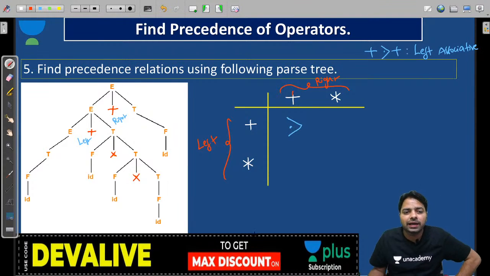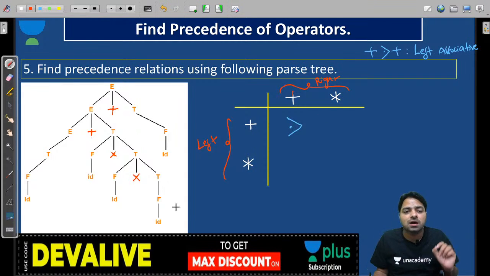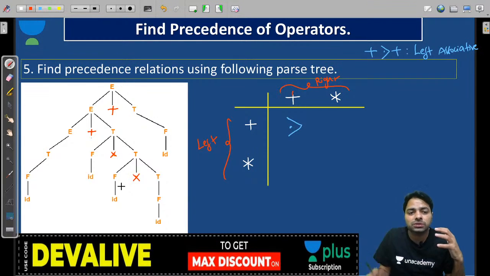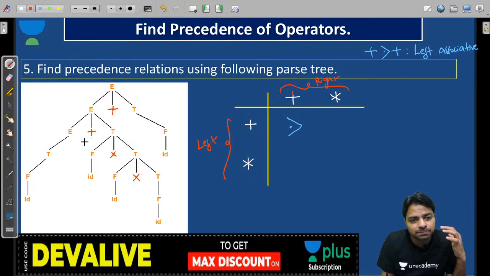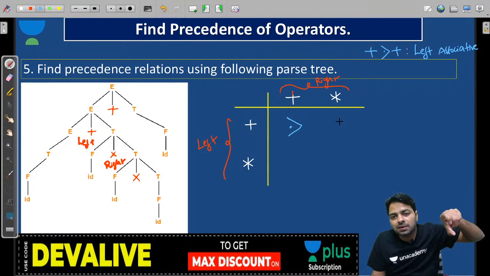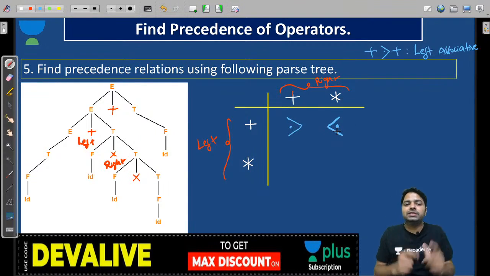And look at that. Next, forget about the plus, it is already over. Now I want to compare plus and star. Your visualization is a must. Plus has to be left and star has to be right. Which plus you take, that is very important. This plus you can take and this star you can take as a right. Now when you compare, which is evaluated first? Star means you will get a relation as plus less than star. Is that clear? That visualization is important.